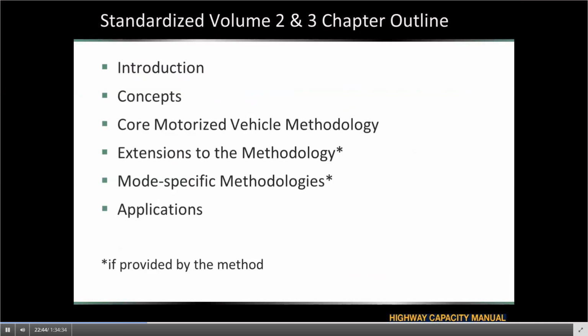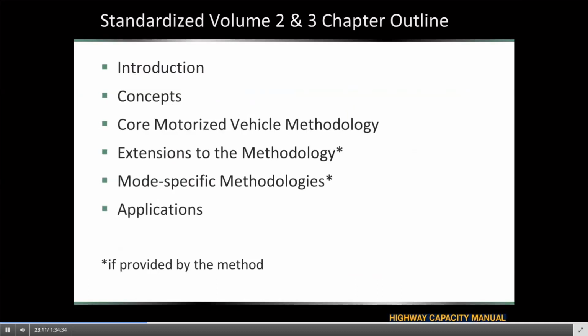The core motorized vehicle methodology, for example, two-lane highway analysis for motor vehicles, is presented next. This section includes descriptions of the method's strengths and limitations, circumstances when alternative tools might be considered, the method's required input data and potential sources for that data, and a description of the flow of calculations.